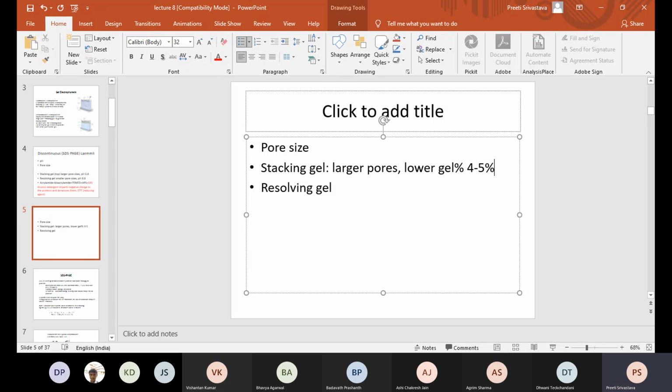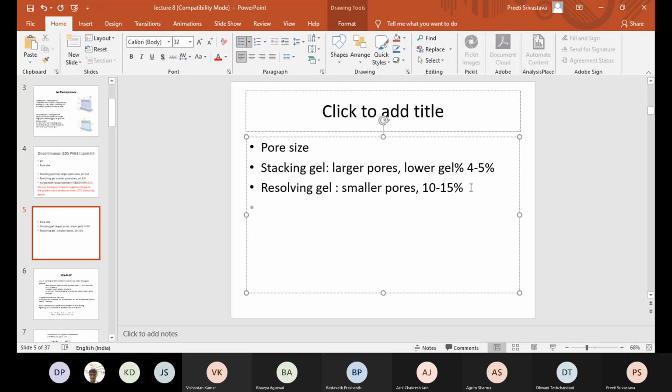People use 4 to 5% gel, and resolving gel has smaller pores. And as the term itself says, resolving means for resolving the bands, for separation of bands. So here the gel percentage can vary from as low as 10% to even up to 20%, depending upon the size of the protein. But usually for proteins, 10 to 15% gel is good enough. When we talk about 20% gel, then we are talking about peptides. For bigger proteins, 10 to 15% gel is fair enough.